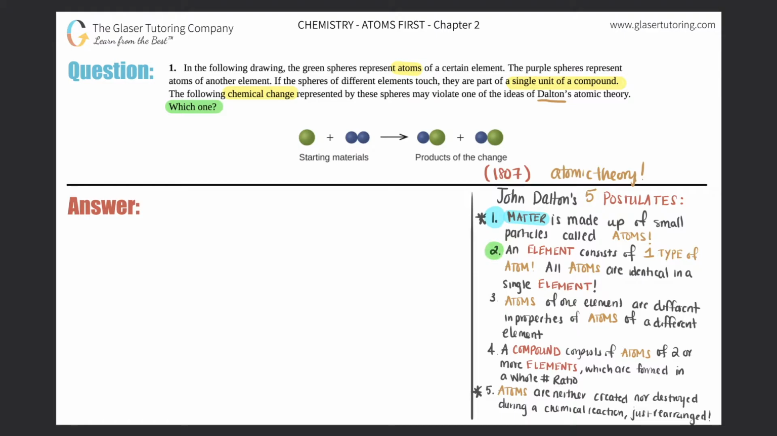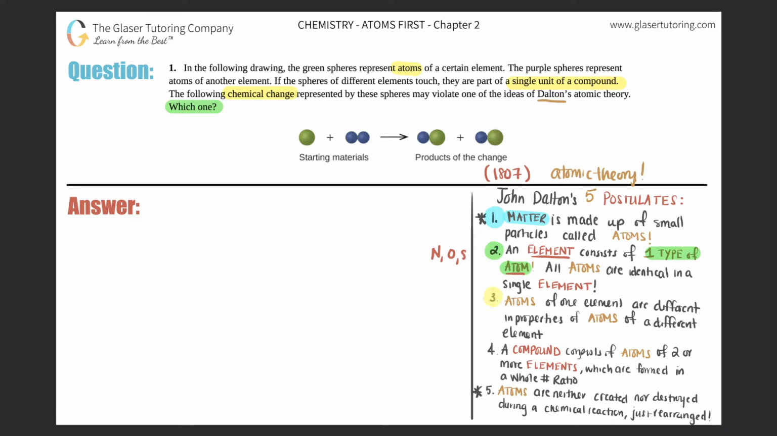Dalton's postulate number 2. An element consists of one type of atom, and all atoms are identical in a single element. So Dalton was saying for this one that if you had a single element, it only had one type of atom. That's it. They're all identical. All atoms were exactly the same. So basically the atoms in nitrogen were different from the atoms in oxygen, which were different from the atoms in sulfur, because those are 3 elements. So that's what Dalton was saying.